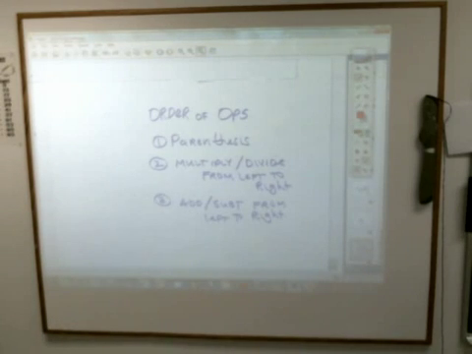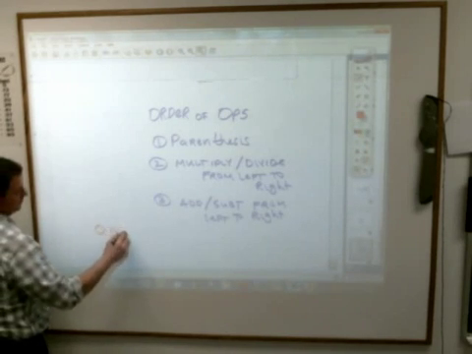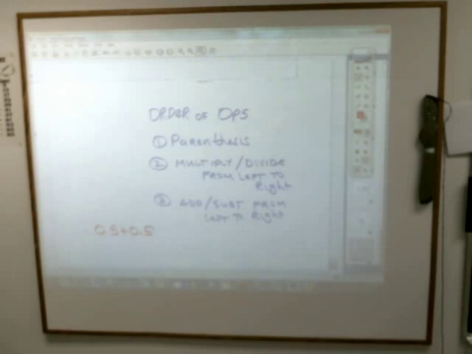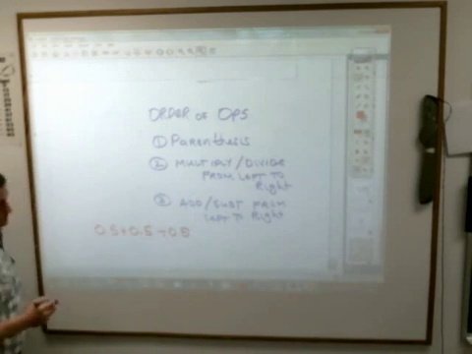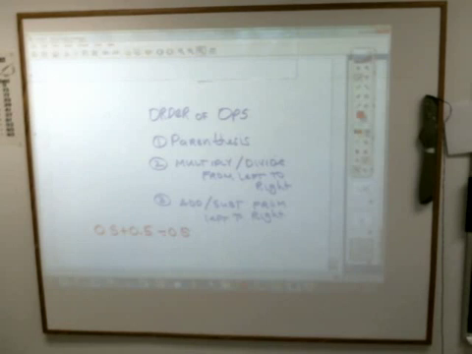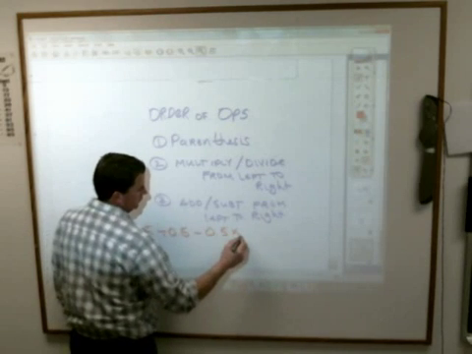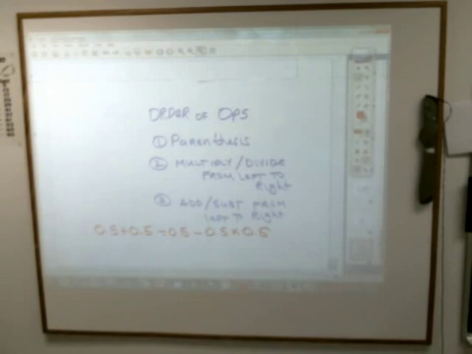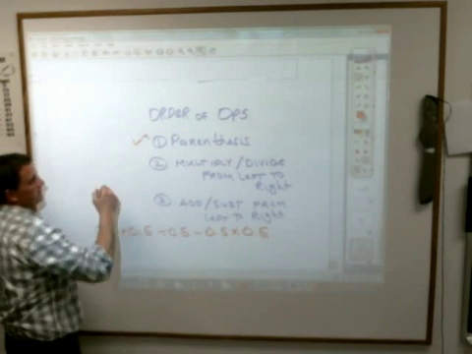For example, 0.5 plus 0.5 divided by 0.5 minus 0.5 times 0.5. That's a whole lot of operations there. If you're following the order of operations, the first thing you look for is parentheses. Are there any? No. So we can go right to the next one.